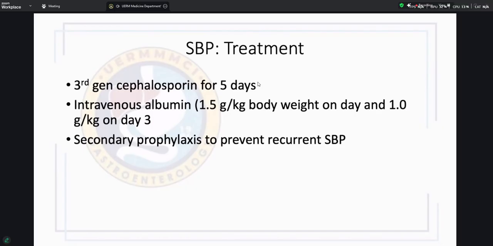SBP is usually treated with intravenous third-generation cephalosporin for 5 days. It is important to start antibiotics once you suspect SBP. Intravenous albumin at 1.5 grams per kilogram body weight on day 1 and 1 gram per kilogram body weight on day 3 is also given to reduce the risk of renal failure. It is also proven to improve survival. And for patients who recover from SBP, it is recommended that secondary prophylaxis, usually using quinolones, should be given to prevent recurrent SBP.